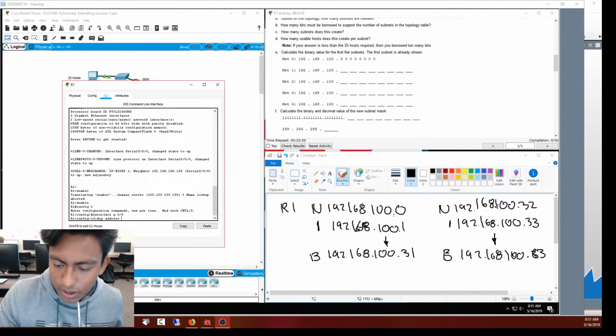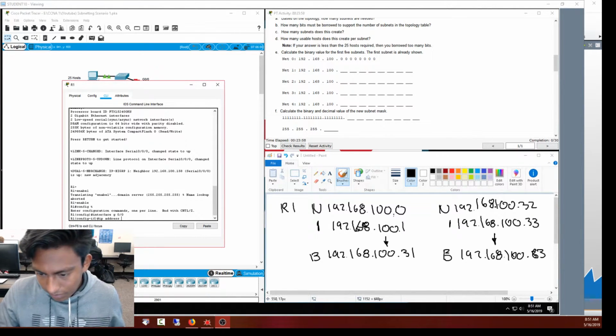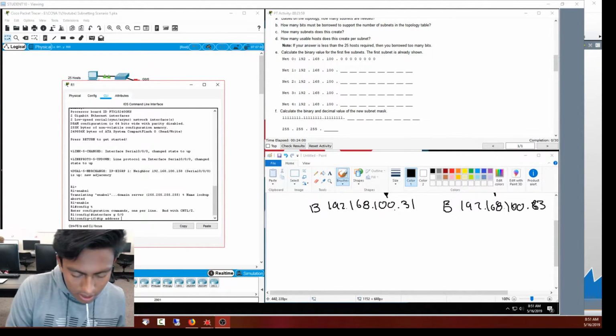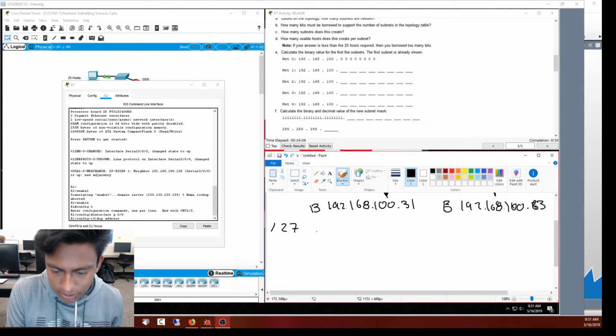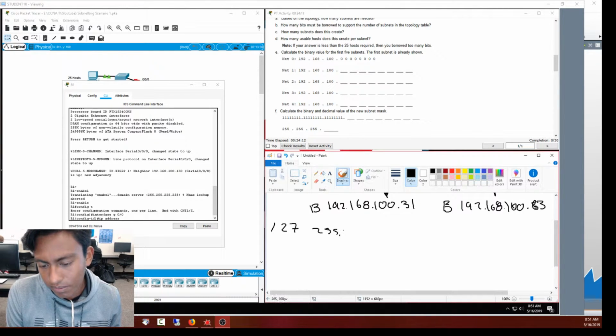Oh, and I had forgotten to mention this, but since we turned it into a /27, we're also going to have to change the subnet mask. So at that point, it'd be 255.255.255.